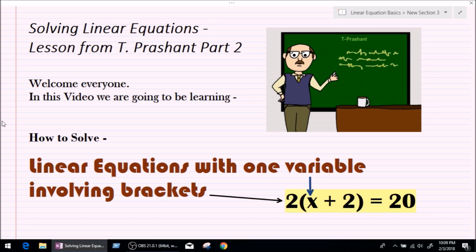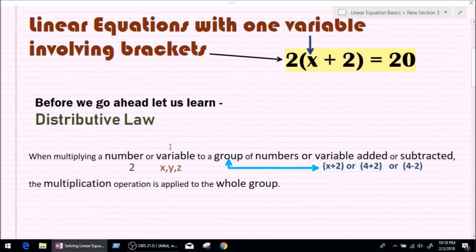In this video we are going to be learning how to solve linear equations with one variable involving brackets, which looks something like this: 2 bracket x plus 2 equals 20. So let's get into it.